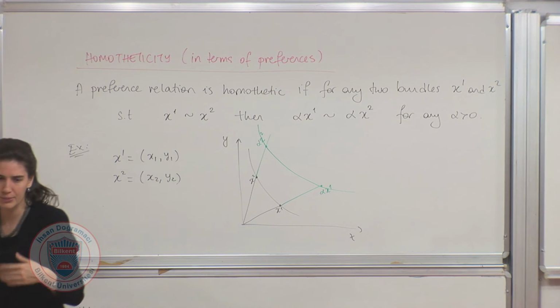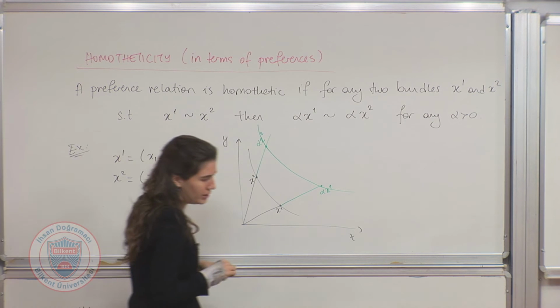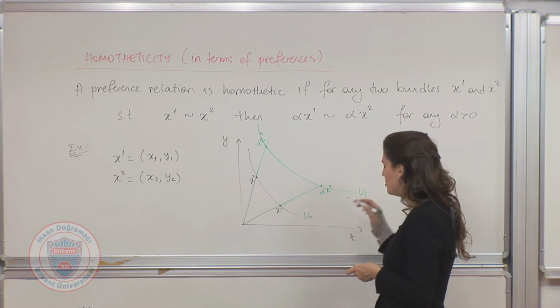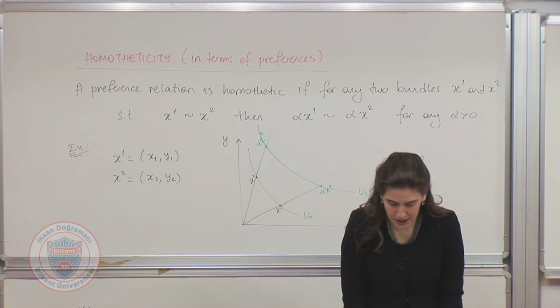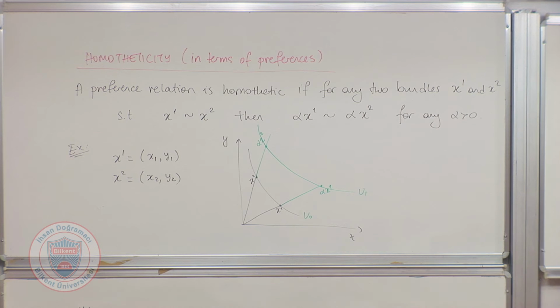After some point, first of all, it might not give positive utility anymore, right? More is better, but you might have a satiation point, a point where you are satisfied and you don't want any more of the goods, right? So you put this U0 and this U1, okay? And homotheticity in terms of preferences actually means this.